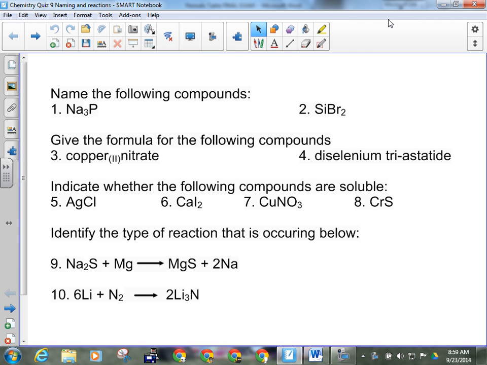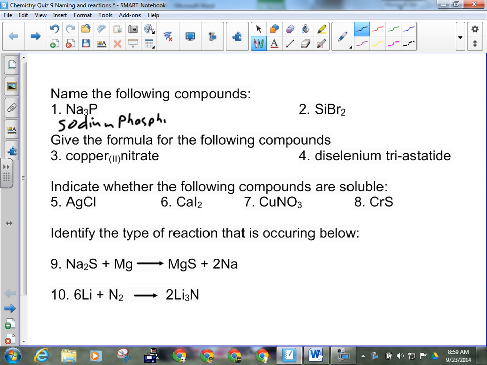All right, so let's go through this here, guys. First one here, we've got sodium with phosphorus, so that is an ionic compound, thus it is named sodium phosphide. No capital letters.